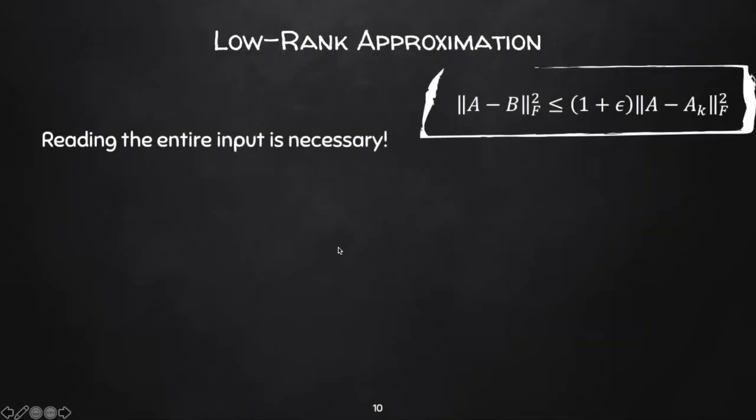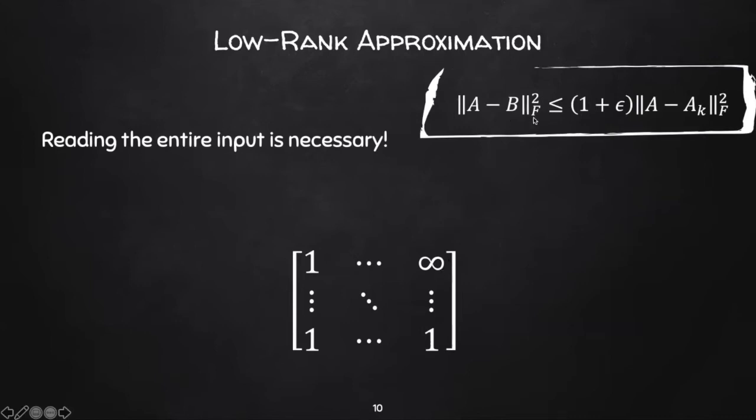It's also not too hard to see that reading the input is necessary. For this, consider the following example. Here we have a matrix, which is an all ones matrix with a randomly placed entry that is really large, such as this infinite entry placed here. Note, if we do not read the entire matrix, we will not find this really large entry, and any approximation that we come up with will be arbitrarily bad in Frobenius norm compared to the optimal low-rank approximation.